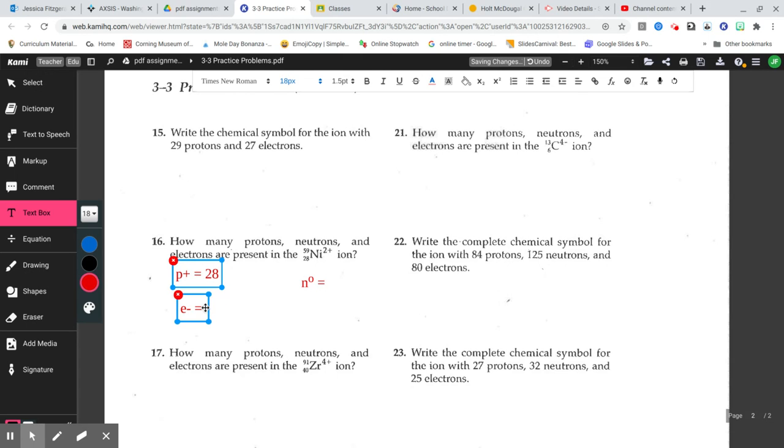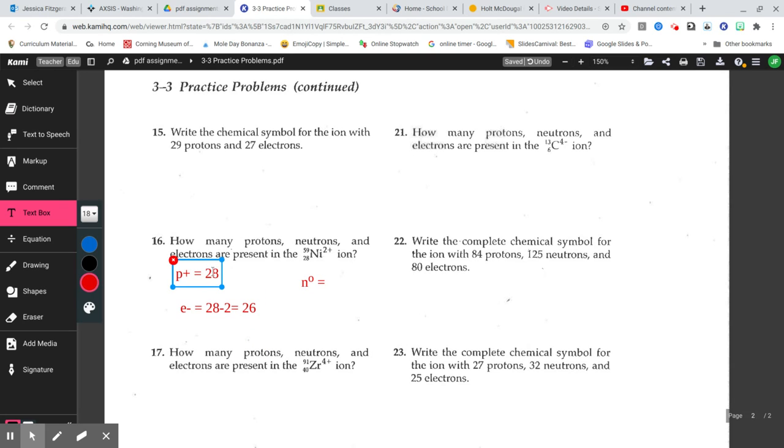Since we're working with an ion and not an atom, our number of protons and electrons are not going to be the same. So we always start with our number of protons, which is 28, and then we look at the charge. Since we have a positive here, that means we're going to subtract 2. So we're going to have 26 electrons. Does that make sense? Again, an atom has an equal number of protons and electrons, and ions do not. It's a charge of positive 2. So do we have more positive protons than we do negative electrons? Yes, we do.